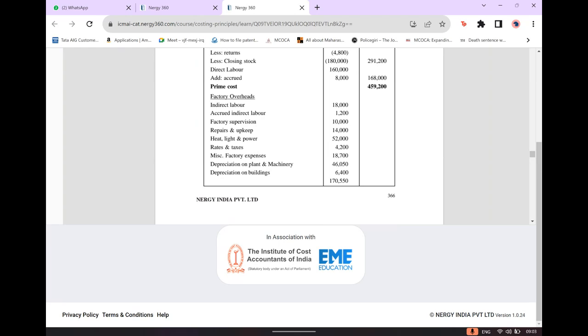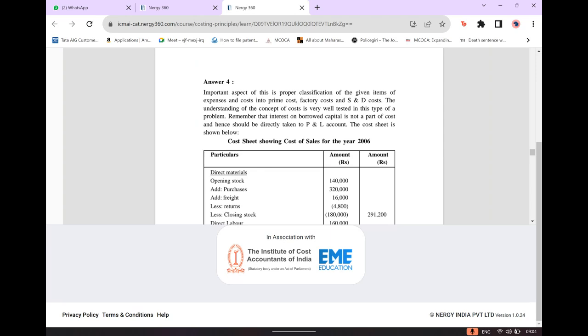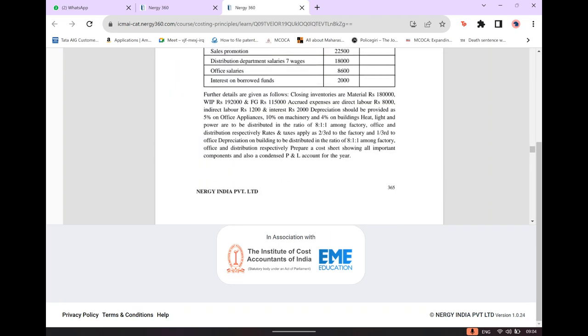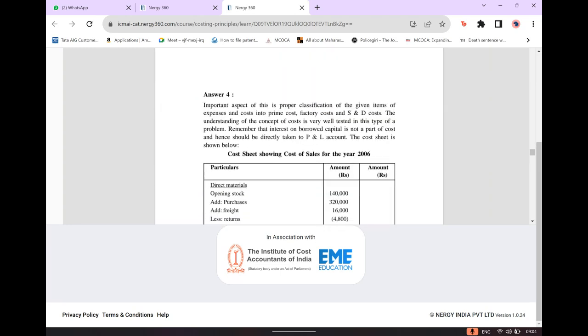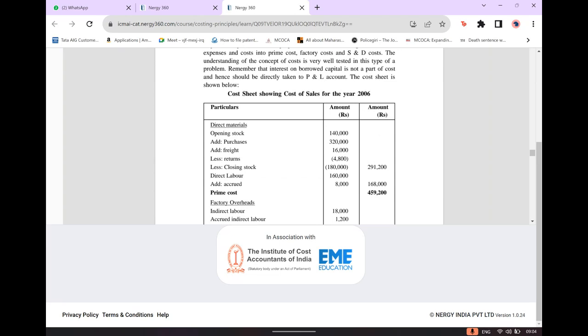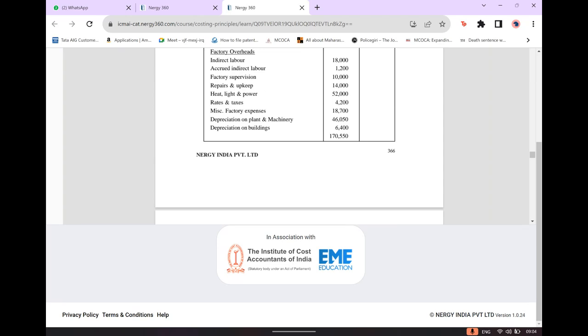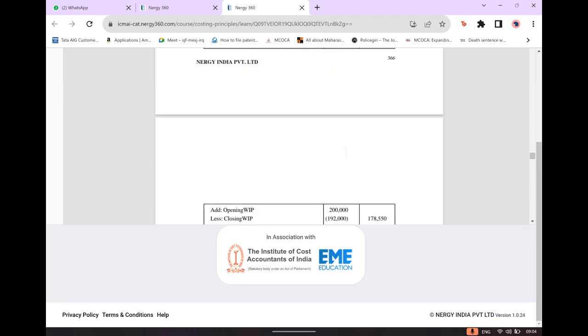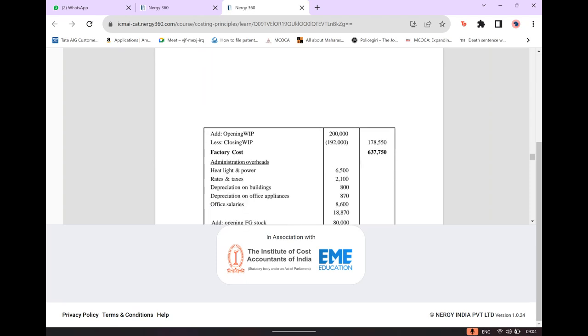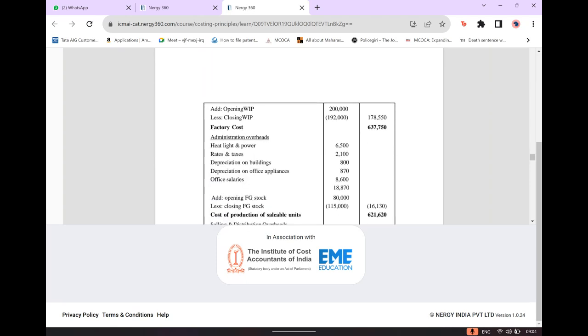Miscellaneous factory expense will come. Depreciation on plant and machinery, whatever rate they have said. Depreciation on building, they have said should be apportioned also in the ratio of 8:1:1. So 8/10 of whatever depreciation percentage into the value will give you the depreciation on buildings. Then you add the opening WIP and you adjust for the closing WIP. Then you arrive at the factory cost.